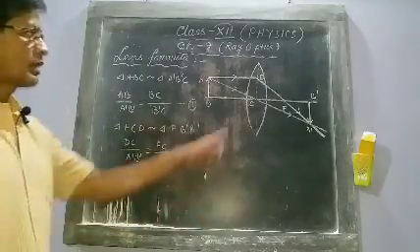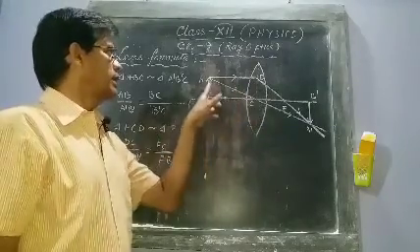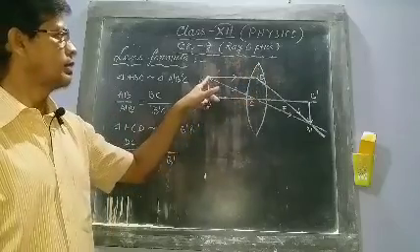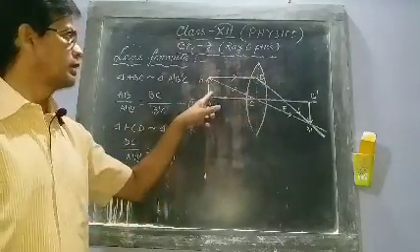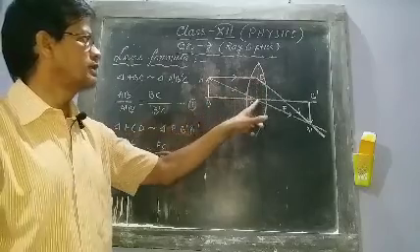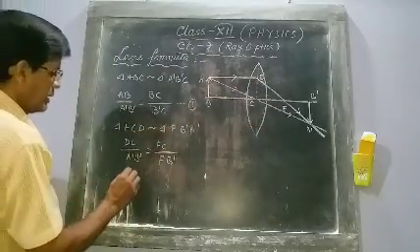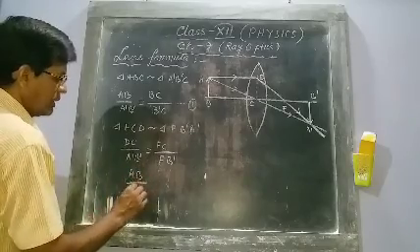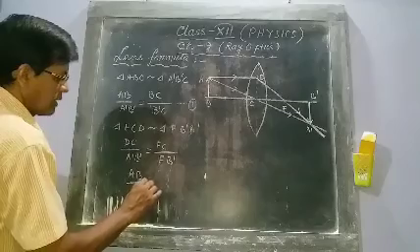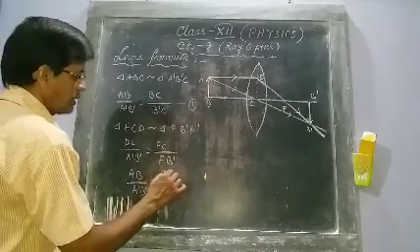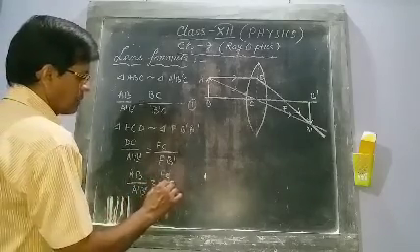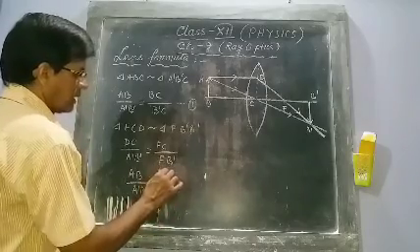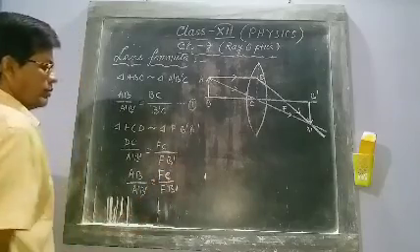Now you see, DC and AB are the same because these two are parallel lines. So the vertical distance will be the same, and due to which we replace DC by AB. DC is replaced by AB. AB by A dash B dash equals FC by FB dash. Equation 2.